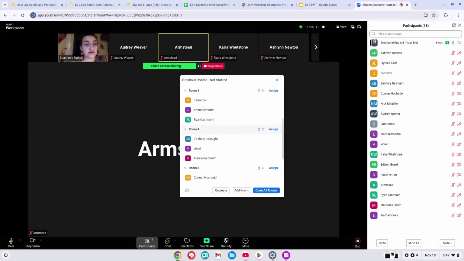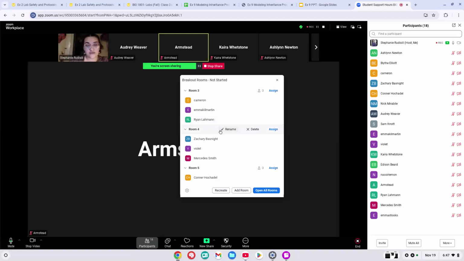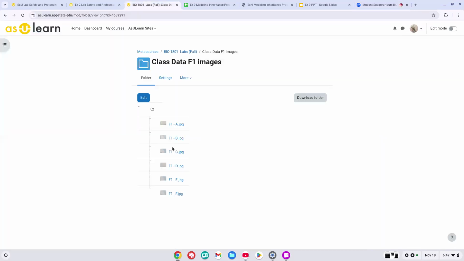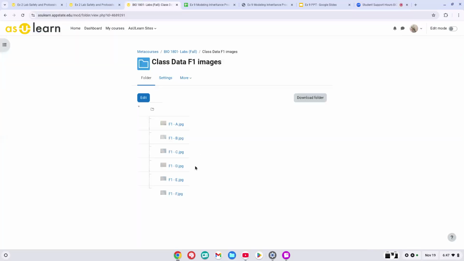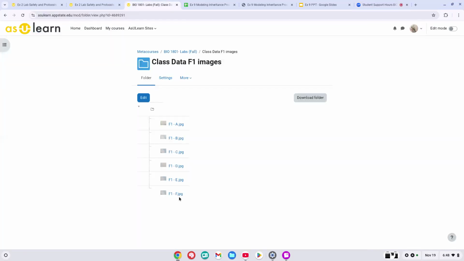Cameron, Emma Kilmartin, and Ryan Lamont, you guys are going to be in room 3. So I'm going to have you working on the image file F1C. Okay. Zachary, Violet, and Mercedes, you're going to be in room 4. So you're going to be working on F1D. Okay. Connor, Kiara, and Emma Stooks, you guys are going to be in room 5. So you're going to be working on F1E on As You Learn. And then Nick and Edison, you guys are going to be in group 6 or room 6. So you're going to be working on F1F.